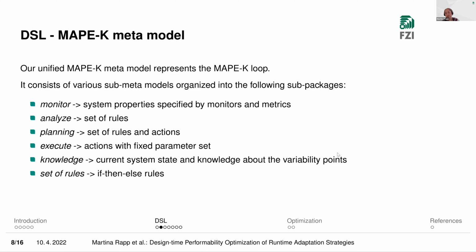This model defines the potential parameters that can be varied within an adaptation strategy and is especially important for the optimization part later on. The set of rules now contains the if then else rules that are referenced during the analyze and planning phase of the MAPE-K loop.